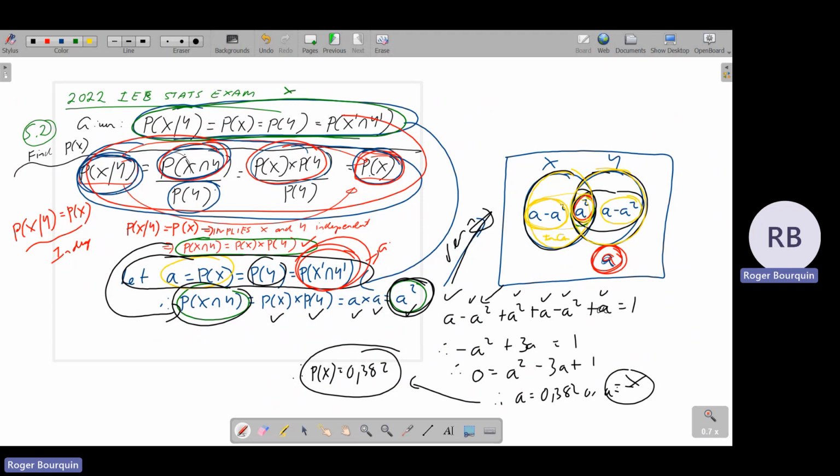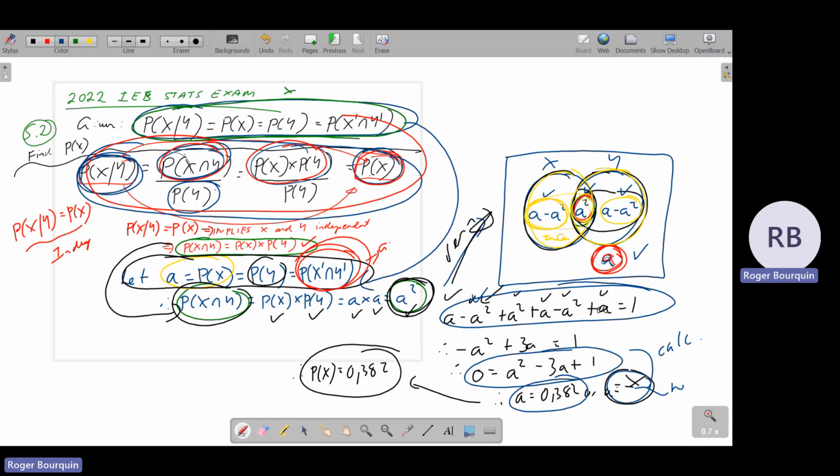Now, if I take all of those things in that diagram, A minus A squared plus A squared plus A minus A squared plus this A, that all has to be equal to 1. If you simplify it, you end up with 0 equals A squared minus 3A plus 1. Then you simply use the equation mode of your calculator. One answer is 0.382, and the other answer is negative, and it's a probability, so it can't be negative. So your final answer, the probability of X, must be equal to 0.382. And that is the end of the paper. Hallelujah.